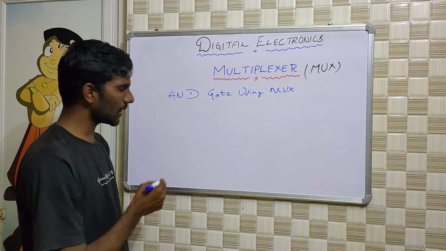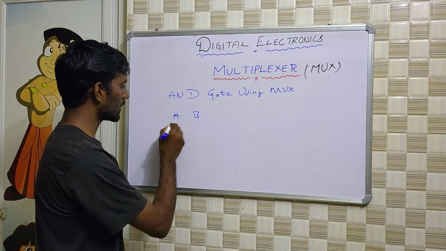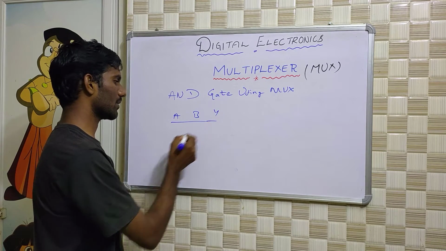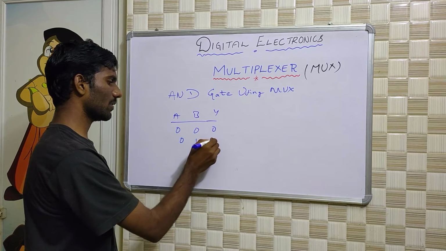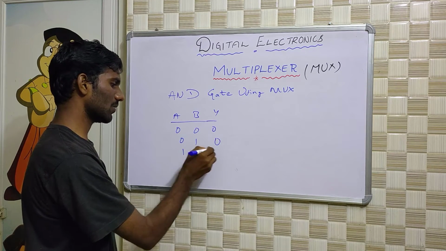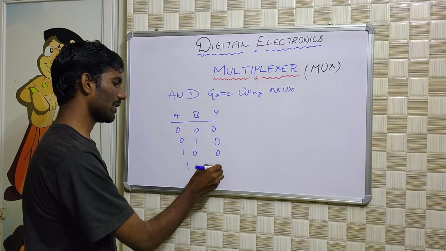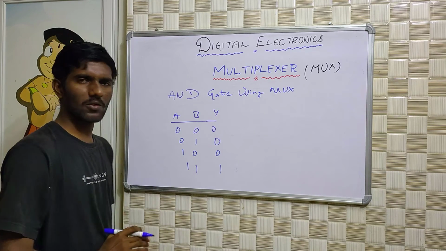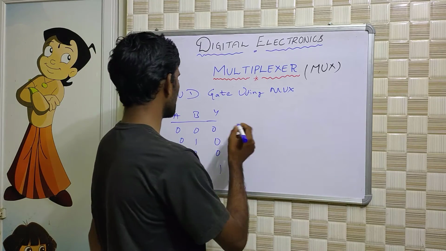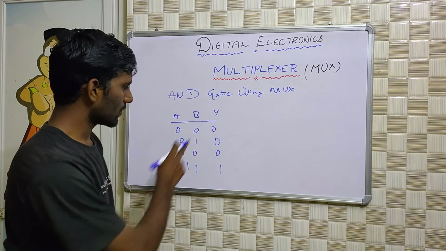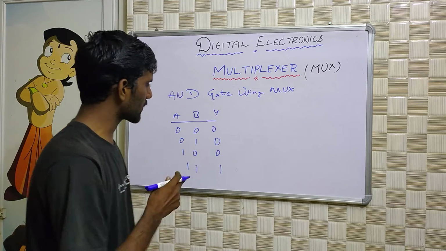So we have a two input AND gate. A, B, output let it be Y. So 0, 0, output will be 0; 0, 1, output will be 0; 1, 0, output will be 0; 1, 1, output will be 1. So this is the truth table for AND gate. Am I right? So we'll see the multiplexer. Here only two inputs, one output, so we'll take a 2 by 1 mux.